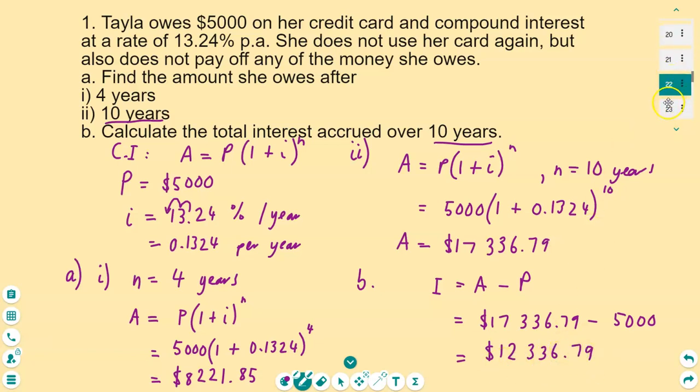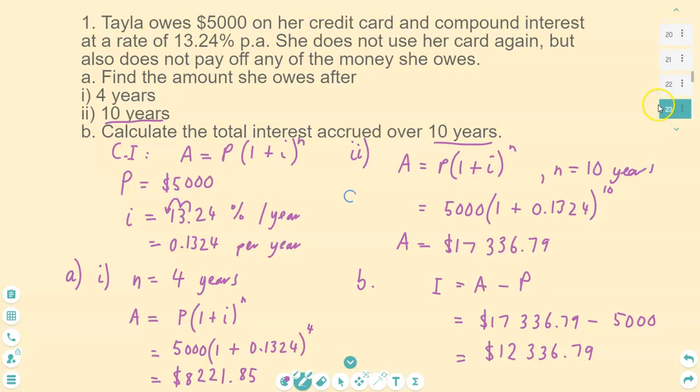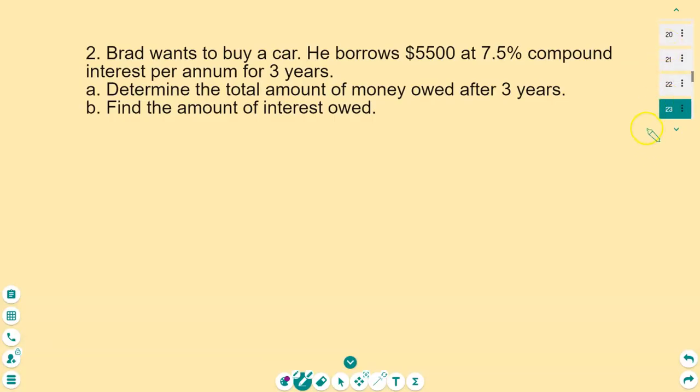Anyway, don't get me started on interest. All right. So that is the total interest she's accrued over 10 years. Pay off your credit card debt immediately is the lesson here.